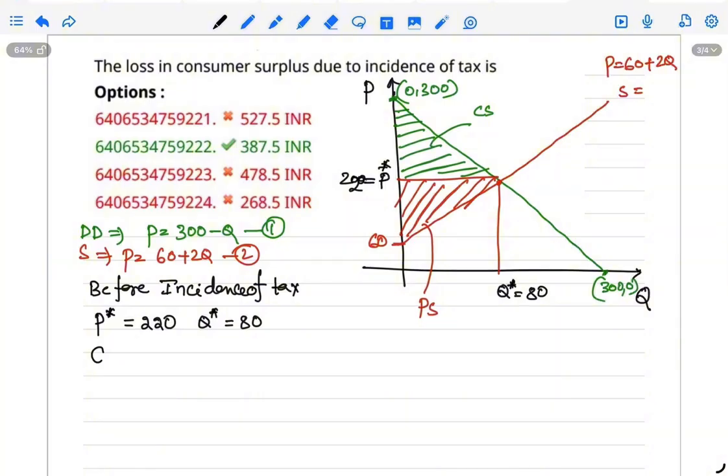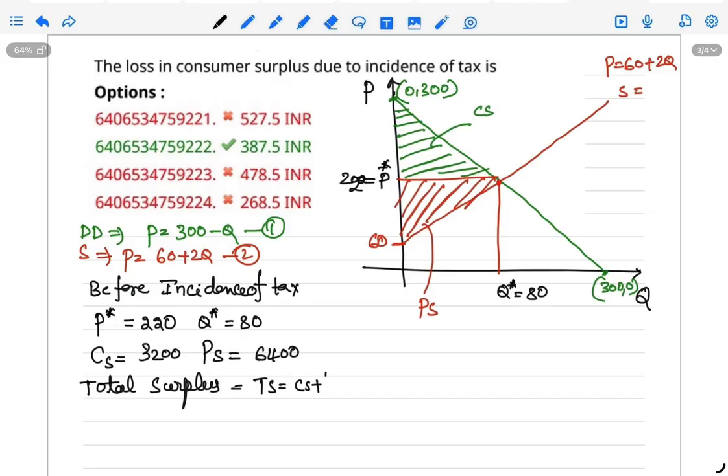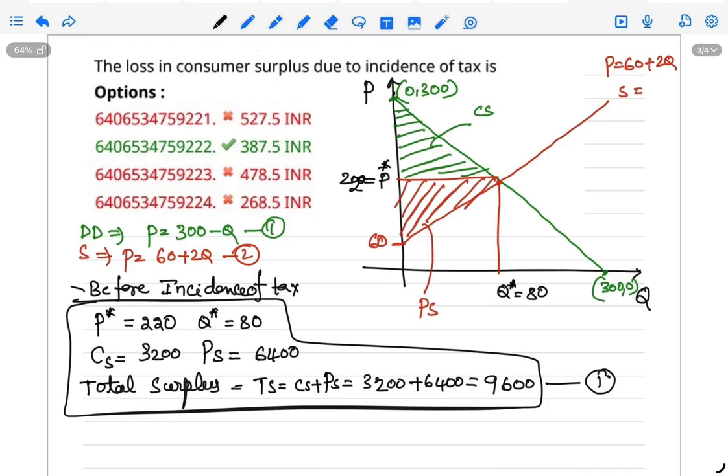So 220 calculated. Consumer surplus CS is 3200 and producer surplus PS is 6400. Total surplus TS equals CS plus PS, that is 3200 plus 6400 equals 9600. This is equation number 1. These all are calculated before incidence of the tax.